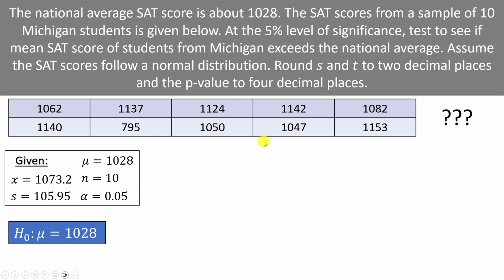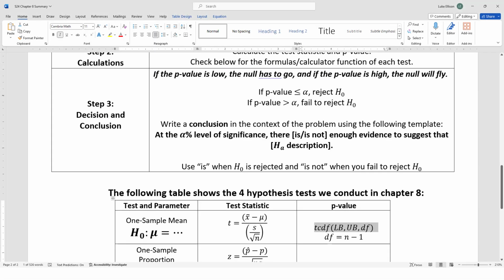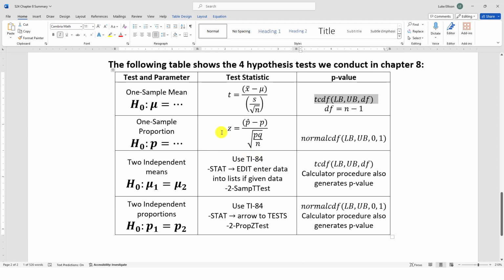That was the claim. And if you read this here, they say, test to see if the mean SAT score from students from Michigan exceeds the national average. So the word exceeds is suggesting greater than, or a right-tail test. So we're going to be using mu is greater than 1028 for our alternative hypothesis. And then the next thing you would want to do is plug into that t-score formula. So I'm going to leave you at this point to do the rest of it here. You would plug all those values into the t-score formula.